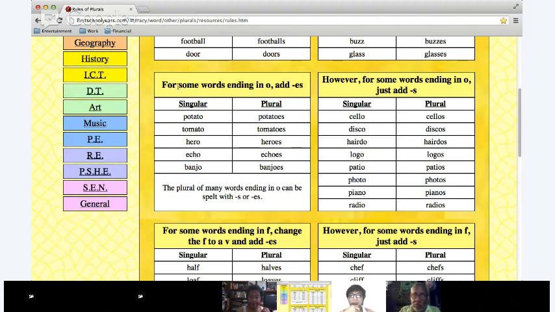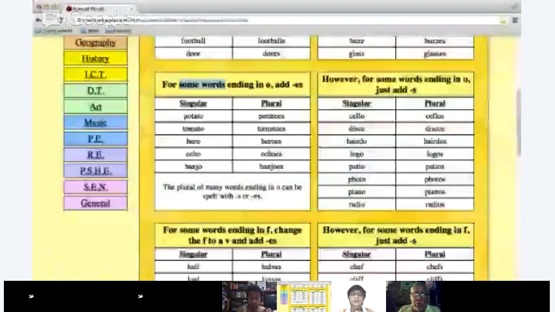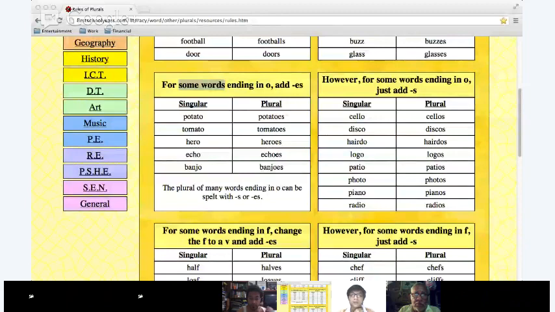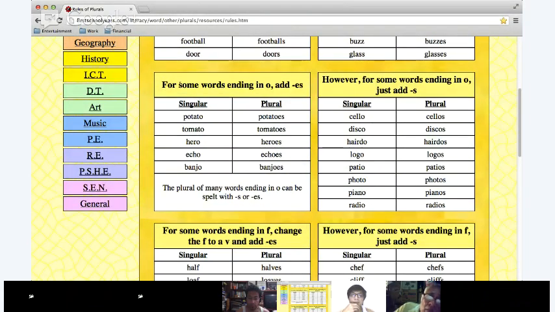Okay, so this is for some words. Not all words, but some words. Let me have everybody mute your microphones, please. We're getting some disturbance coming through. Can I have everybody please mute your microphones? All right, I can't figure out where it's coming from.